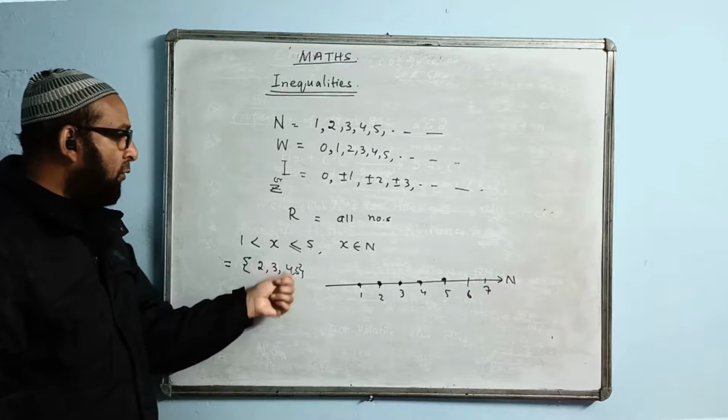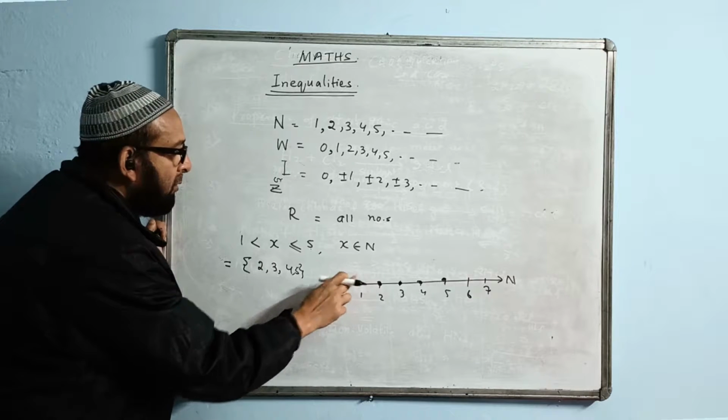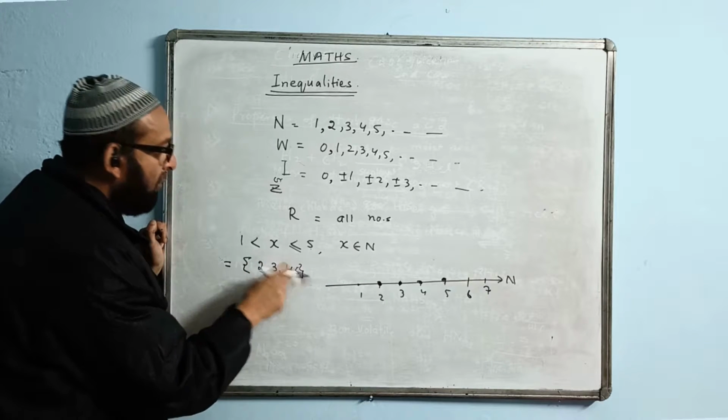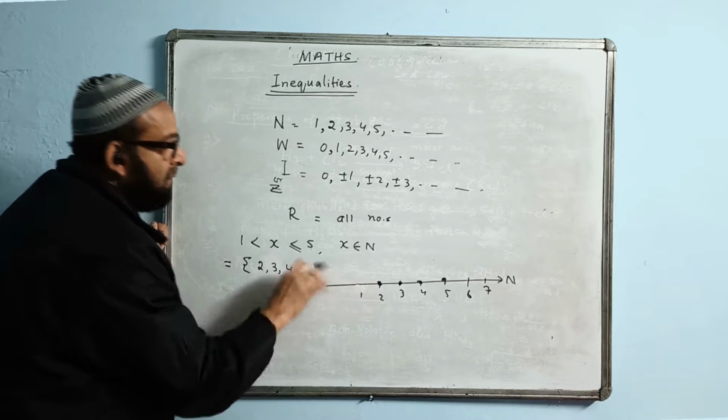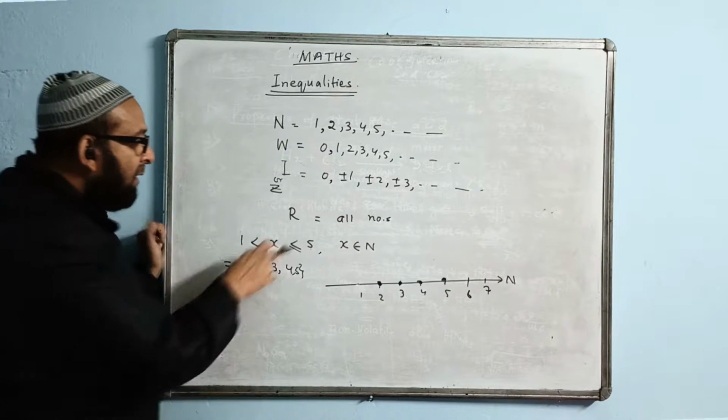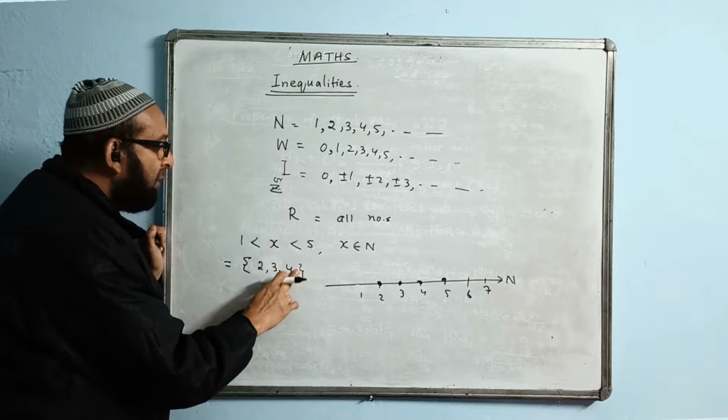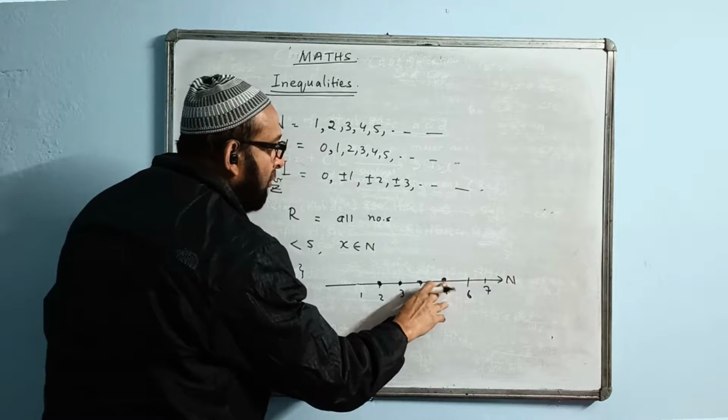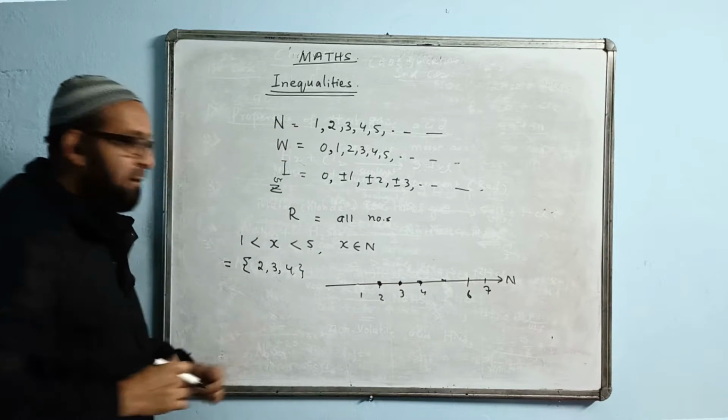Then the answer will come 2, 3, 4, 5. We'll start putting the dot on 2, 3, 4 and 5. The dot will not be there on 1 in that case. Similarly, if the equal sign is not there on this side, then 5 also we cannot include here. Then we will not put a dot on 5. So this is the answer.